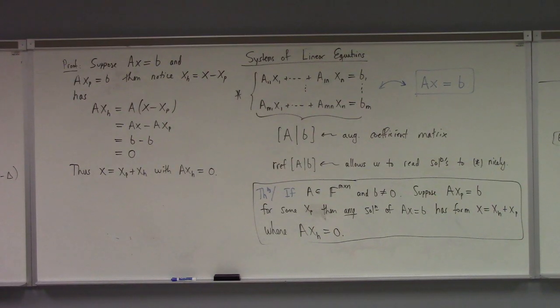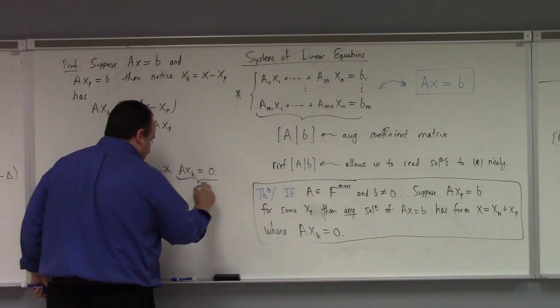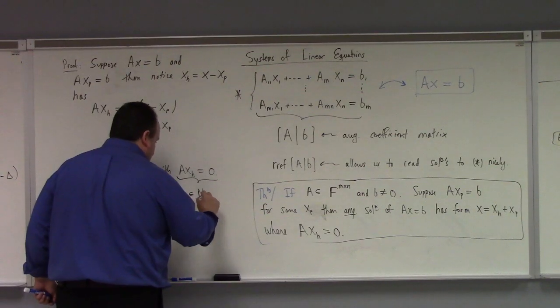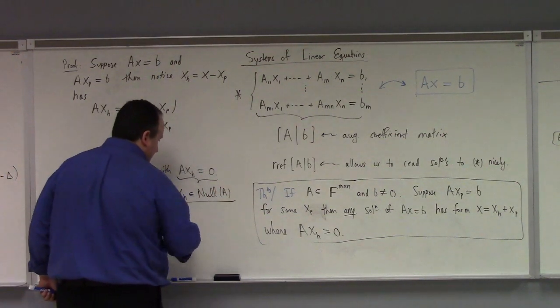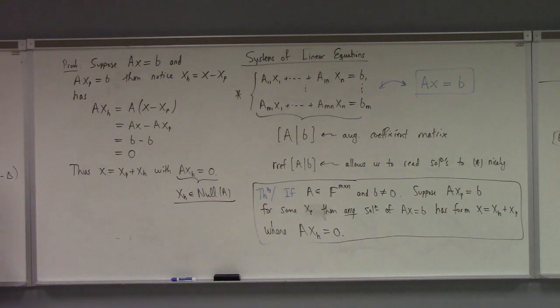You notice that the structure of this argument doesn't really require that b is non-zero at all. This is really just a theorem about the solution set to a linear system, be it homogeneous or not. The general solution is formed by any given solution plus an arbitrary solution in the null space of the matrix. You guys remember, this condition right here says that xh is an element of the null space of A, yes? Remember that? Null space of A is the set of all vectors that, when multiplied by A, go to 0. So I thought that was a particularly nice little theorem.